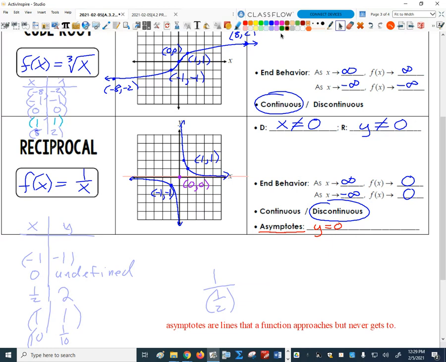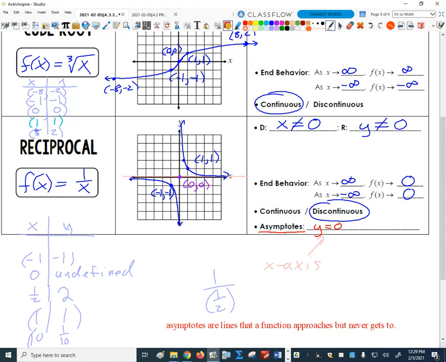Right? Y equals 0. And y equals 0, remember, what is y equals 0? That's the same thing as the x-axis. Okay? What's another line that it never approaches? The y-axis, or that it never gets to. It approaches but never gets to. It bumps up against it from the left and the right, but never technically gets there, right?